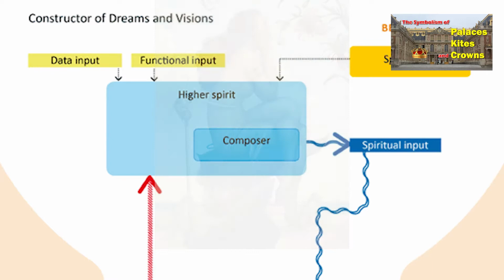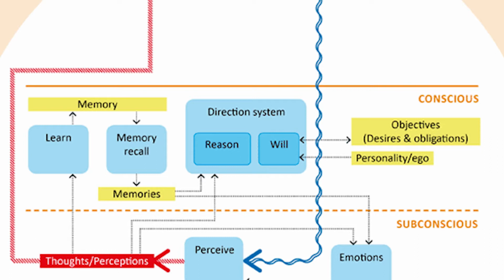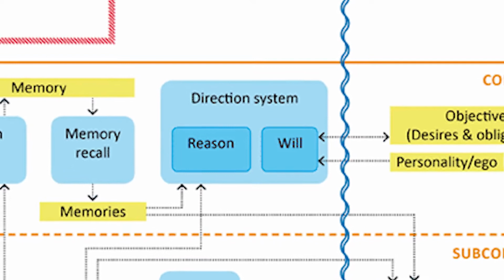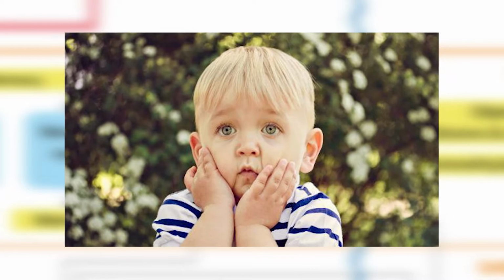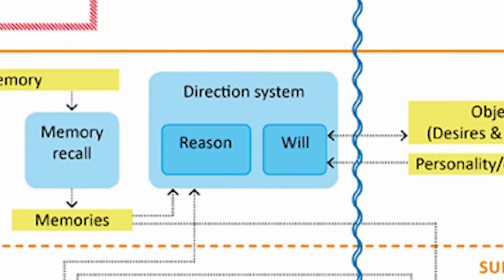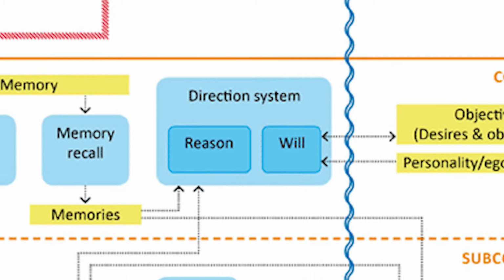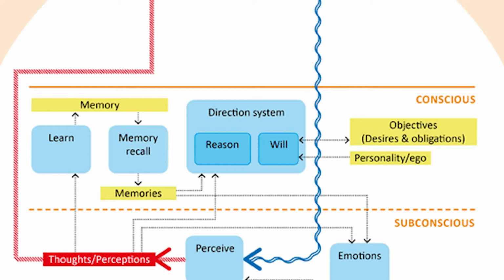And there, in the very center of the picture, at the level of the conscious mind, is the direction system, the activity that makes all the decisions. As we can see from the diagram, two sub-activities work together to help us to make a decision: our reasoning ability and the final decision-making activity, our will.